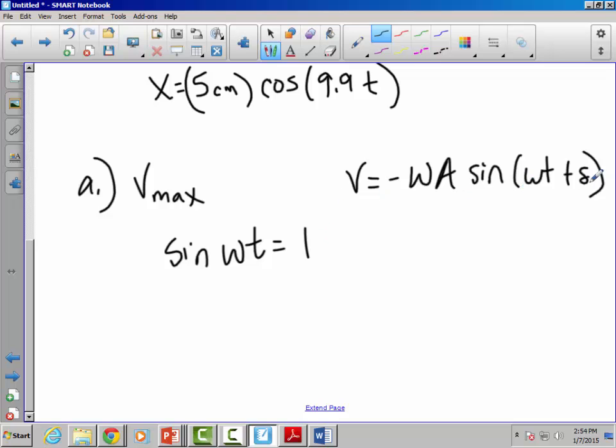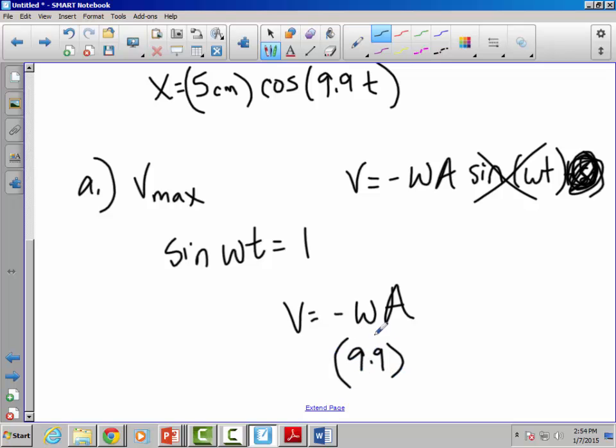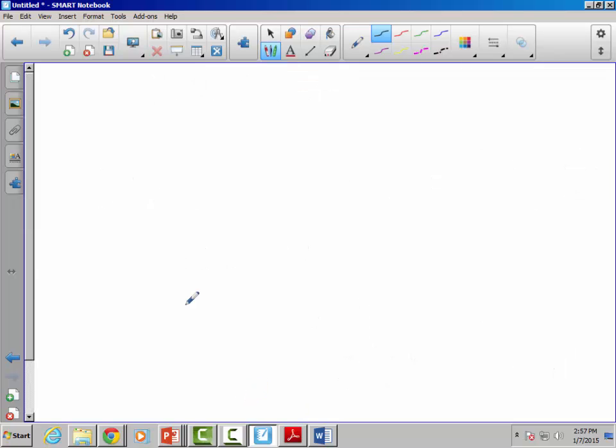velocity. But remember, there's no phase constant for this particular guy, and sine omega t is 1, so that just cancels out. So our Vmax occurs when we have our angular frequency times our amplitude. In this case, our angular frequency we found in the previous problem was 9.9, and our amplitude is 5 centimeters too. So at that moment, our velocity ends up being 49.5 centimeters per second, our maximum velocity.